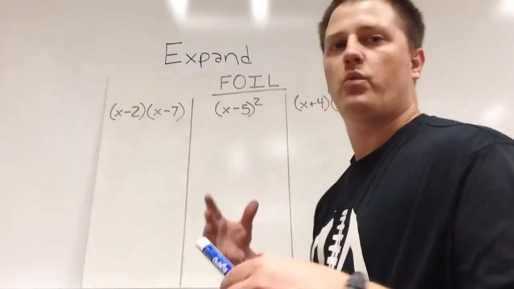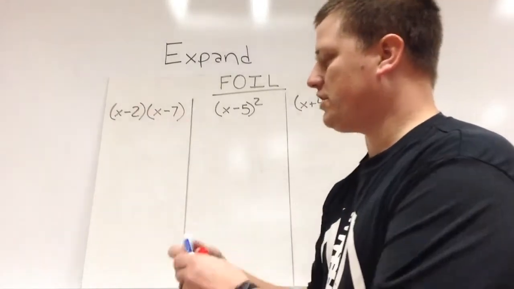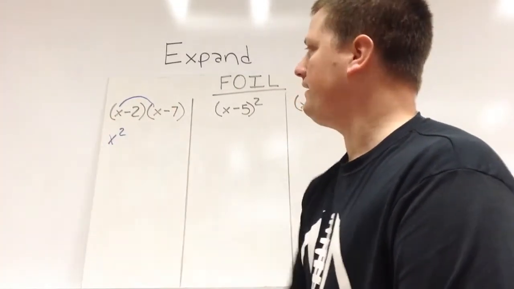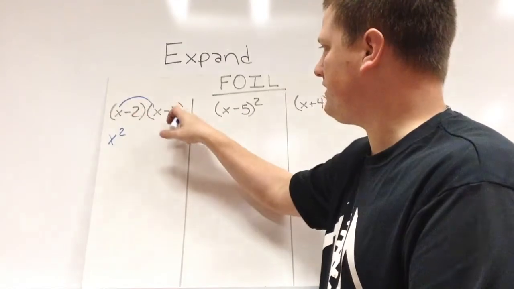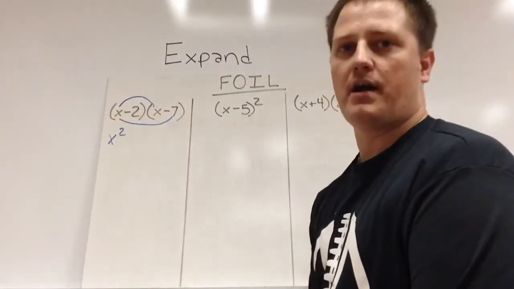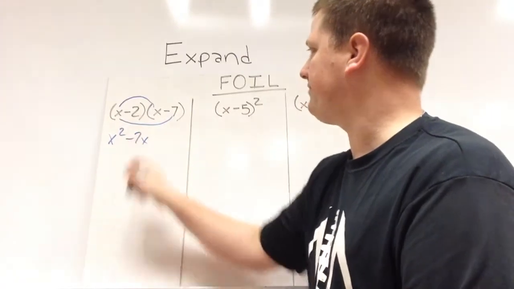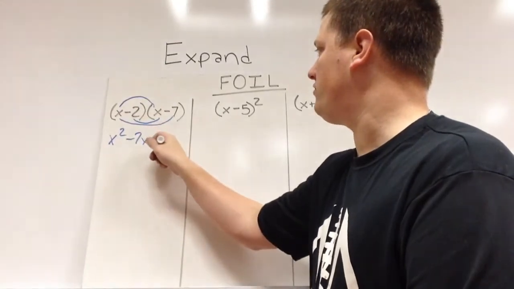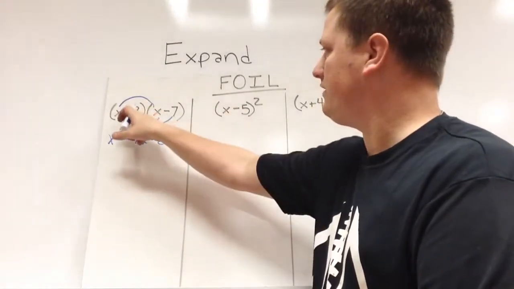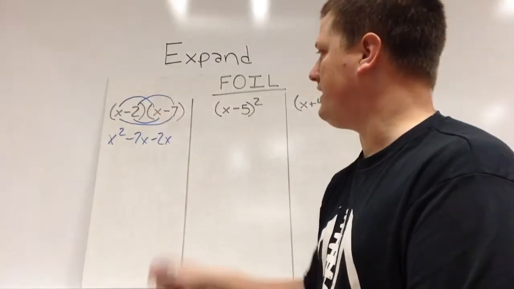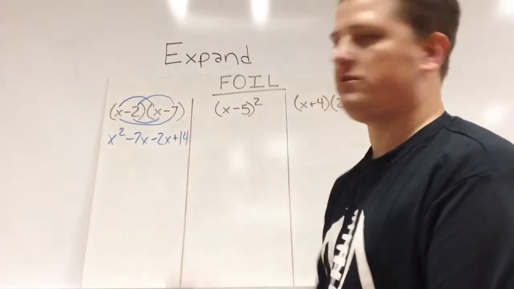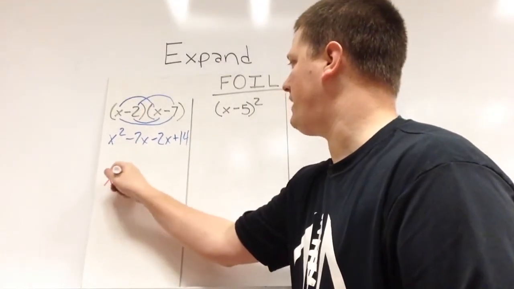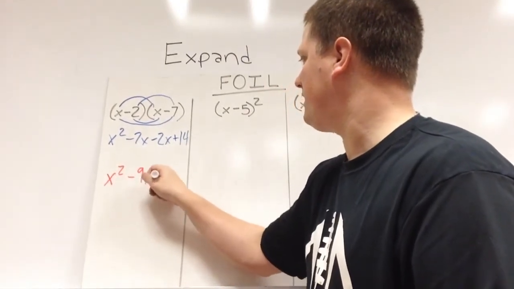So in this first one, the F stands for first. So the first term in each one we want to multiply. So x times x is x squared. Then we've got outsides. Well, the x is on the outside and the negative 7. So the outsides are negative 7x. Our insides, negative 2 and x, make negative 2x. And our last ones, last and last, negative and negative make positive, 7 and 2 make 14. Combine your like terms. x squared minus 9x plus 14.